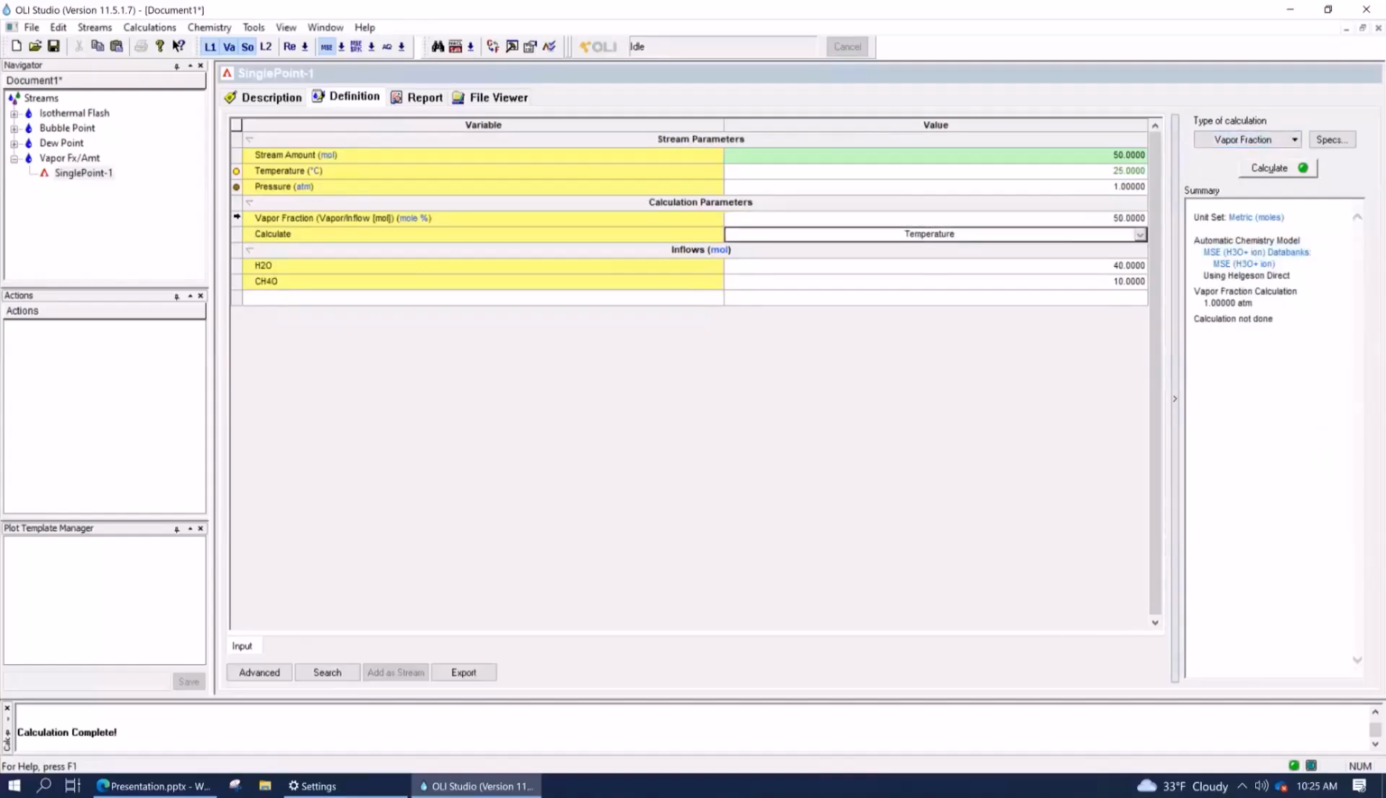Once again, the software says, fine, you want to do a vapor fraction. What fraction of the material of these 50 moles do you want in the vapor phase? And you're just going to put in 50%. And as you expect, you're going to get identical answers. So you're going to get 25 in the liquid phase, 25 in the vapor phase, and you're going to see the same distribution of methanol and water in the two phases.